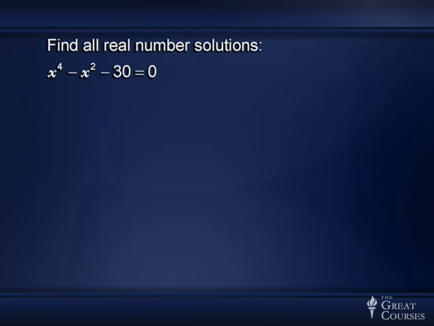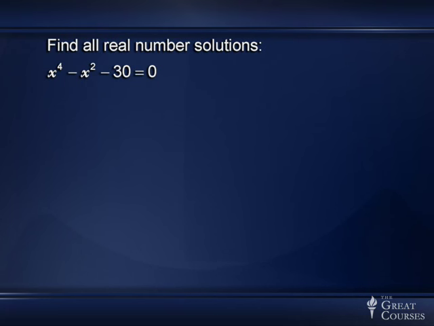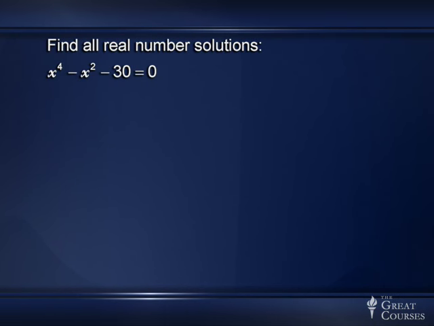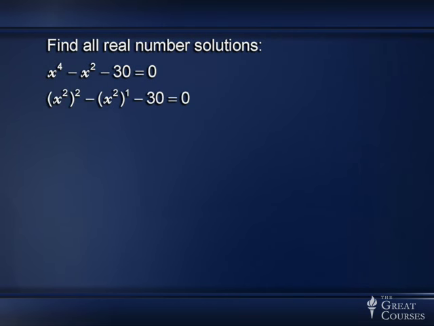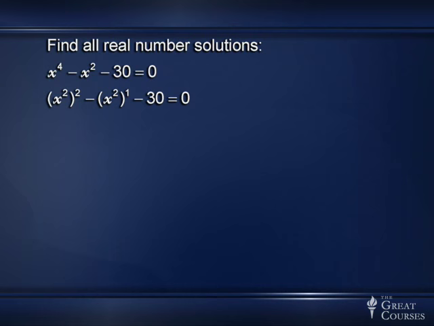And I see that this isn't a difference of two squares. It's not a difference of two cubes. And it's not a sum of two cubes. So maybe I just have no clue how to do this. Well, I actually do. I want you to see how to look at this polynomial a little bit differently. Think of the x to the fourth as x squared squared. And of course, think of the x squared as just x squared to the first. Then what you really have is x squared squared minus x squared to the 1 minus 30 equals 0.